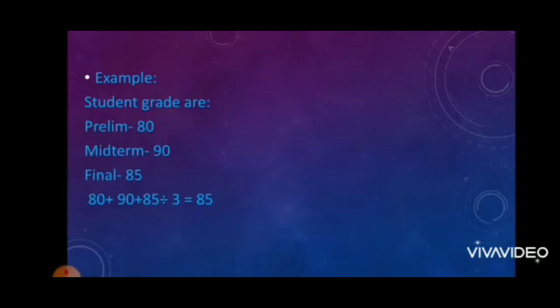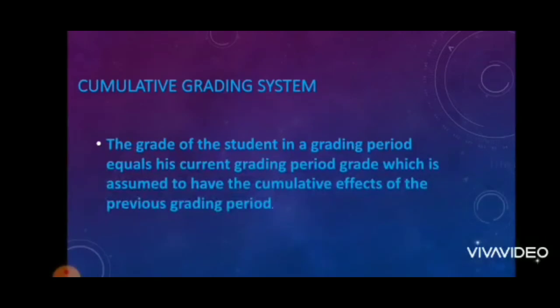In the cumulative grading system, the period grade is assumed to have the cumulative of the previous grade. Example, a student's grades. So, paano natin isolve? So ito yung formula. Grade plus 2/3 of 10 is equal to 30, plus 23.33 is 83. So the final grade is 83.